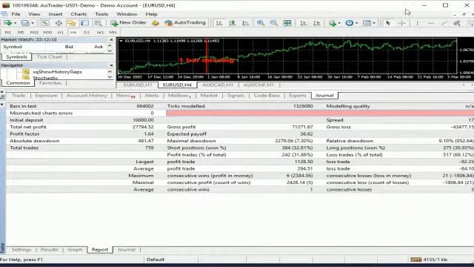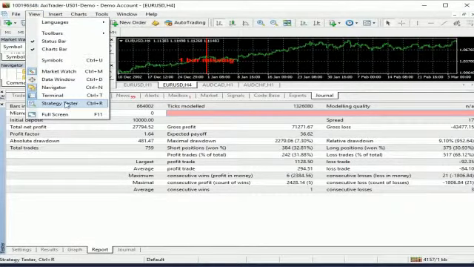So this is the platform. It can be a demo or a live platform. And what we basically did is we started the strategy tester here. You see here, View, Strategy Tester.